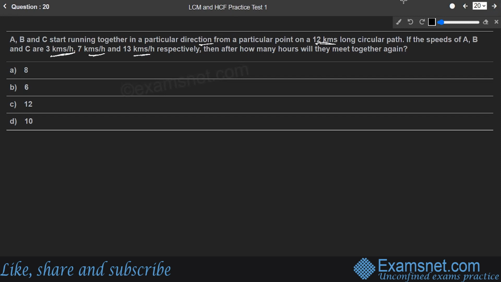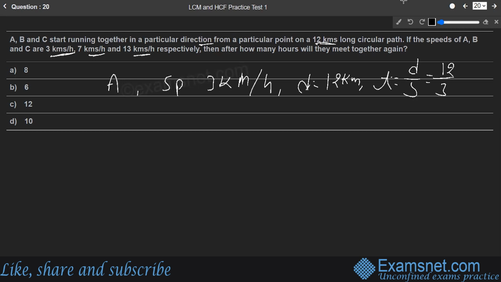Okay. So for that, we need to find out how much time will be taken by each of A, B, C to complete the 12 kilometer path. A is running with a speed of 3 kilometer per hour. We are required to know the time. Distance covered is 12 kilometer. So how much is the time required? Time is always distance over speed. Distance is 12, speed is 3. So it's coming out to be 4 hours for A.